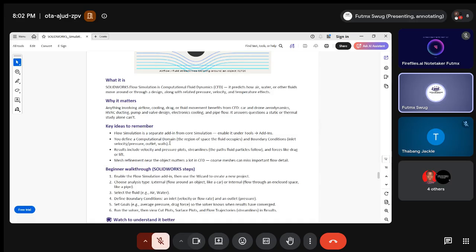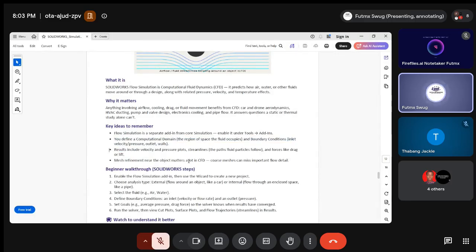So you define a computational domain, your boundary conditions for your fluid or your airflow. That's actually what you do in your analysis. Like I said, I didn't prepare for this, so I didn't have an analysis in store. I was thinking our instructor would do that, but unfortunately, an emergency came up for him.